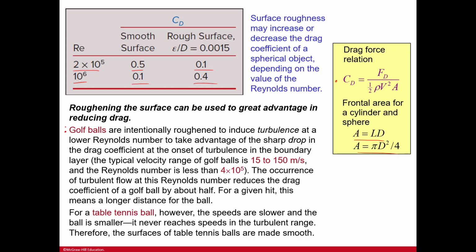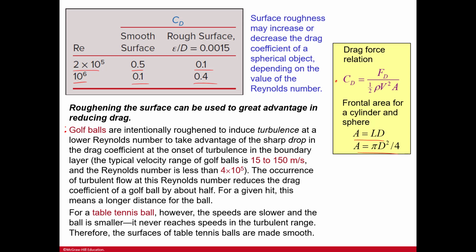This is to induce turbulence at a lower Reynolds number to take advantage of the sharp drop in the drag coefficient at the onset of turbulence in the boundary layer. This occurrence of turbulent flow at the Reynolds number reduces the drag coefficient of a golf ball by about half. For a given hit, this means a longer distance for the ball. So if you've ever looked at a ball and thought, well, why does it look like this? It's for a purpose.